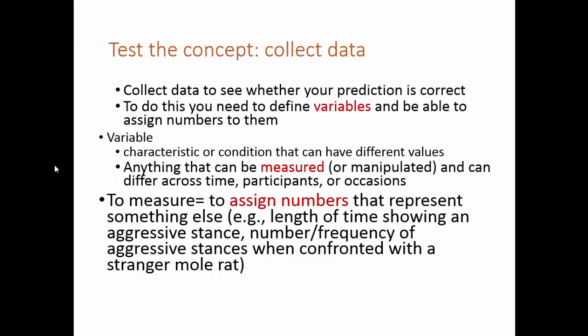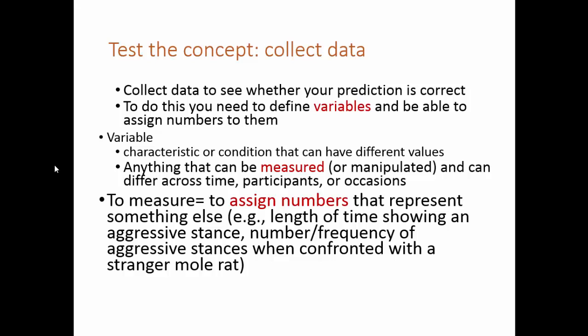So you need to be able to measure a variable if you're going to quantitatively analyze it. Here, when I say to measure, I mean you're going to have to be able to assign numbers that represent something else. Assigning those numbers is the act of measurement. Those numbers are meant to represent the observations that you make.